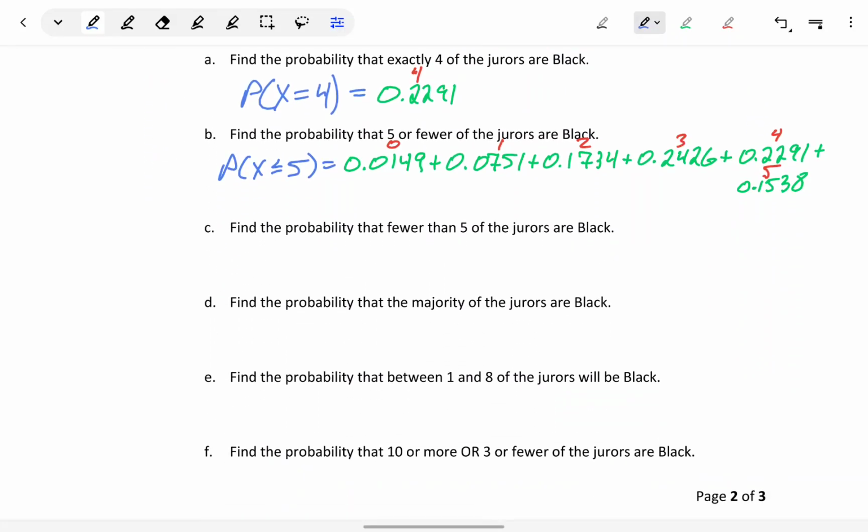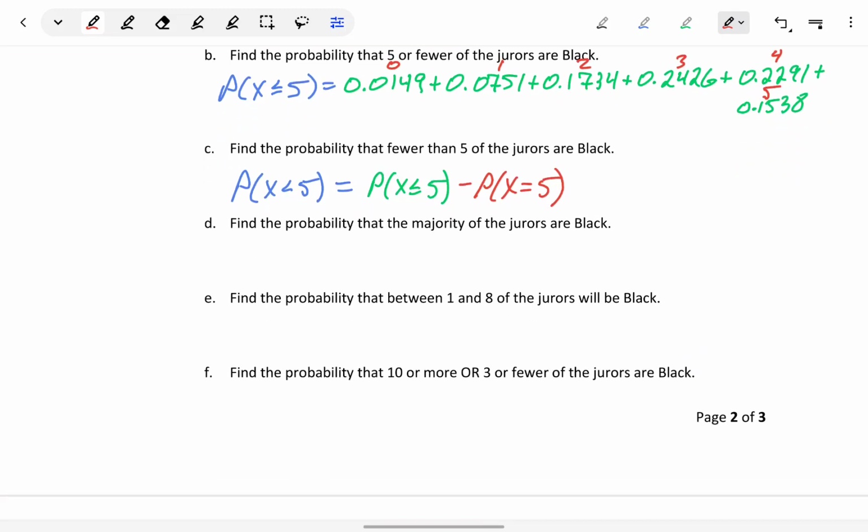In part C, we want to find the probability that fewer than 5 of the jurors are black. We could take a little bit of a shortcut here, and we could start with the probability that we found in part B, which was the probability that X is less than or equal to 5, and we could subtract the probability that X is exactly equal to 5, which would be the same thing as just adding the probability that X is equal to 0, 1, 2, 3, and 4 above.